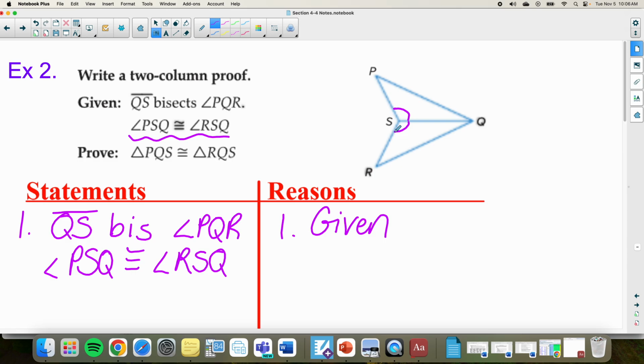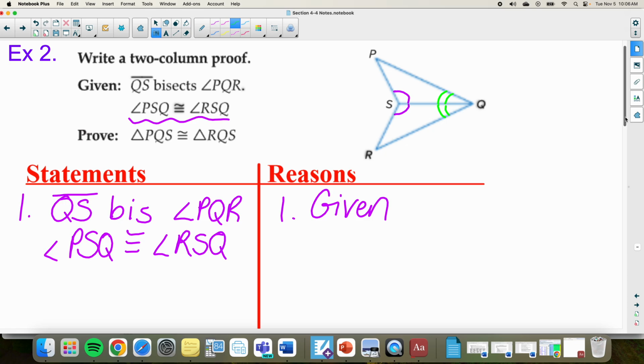All right. Now, in that same problem, I have something that says I have a segment bisecting an angle. That means that segment is cutting the angle in half. So if QS bisects angle PQR, that tells us that this angle and that angle are going to be congruent because it cut those in half. Now here I have to use three letters again. So I am going to say angle PQS is congruent to angle RQS.